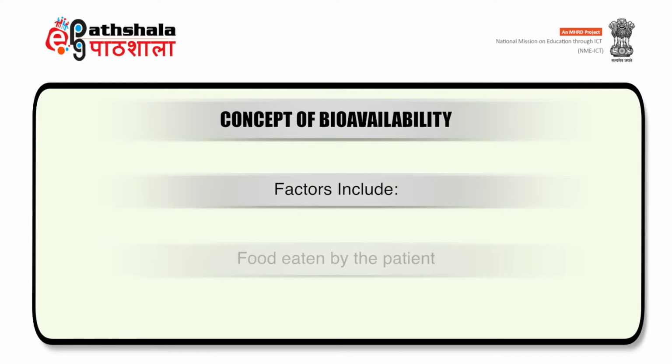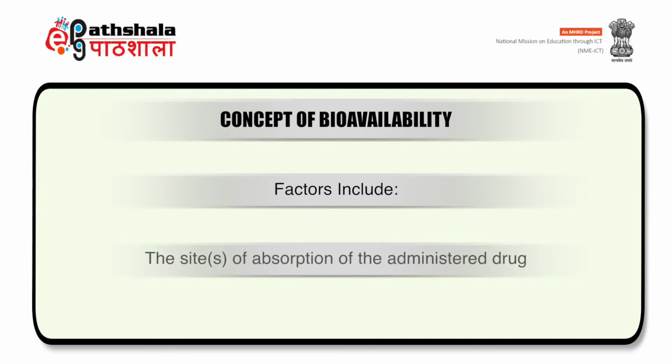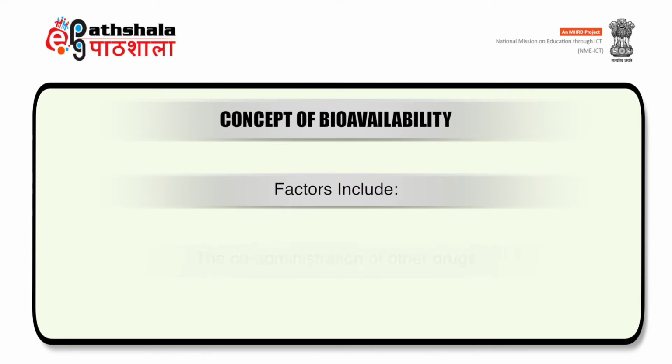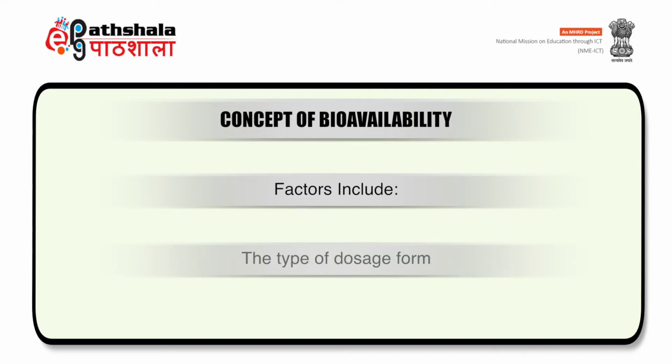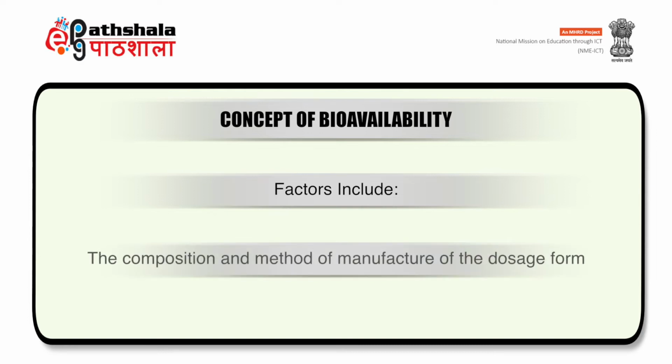These include the food eaten by the patient, the effect of the disease state on the drug absorption, the age of the patient, the site of the absorption of the administered drug, the co-administration of other drugs, the physical and the chemical properties of the administered drug, the type of dosage form, the composition and the method of manufacturing of the dosage form, the size of the dose and the frequency of administration.